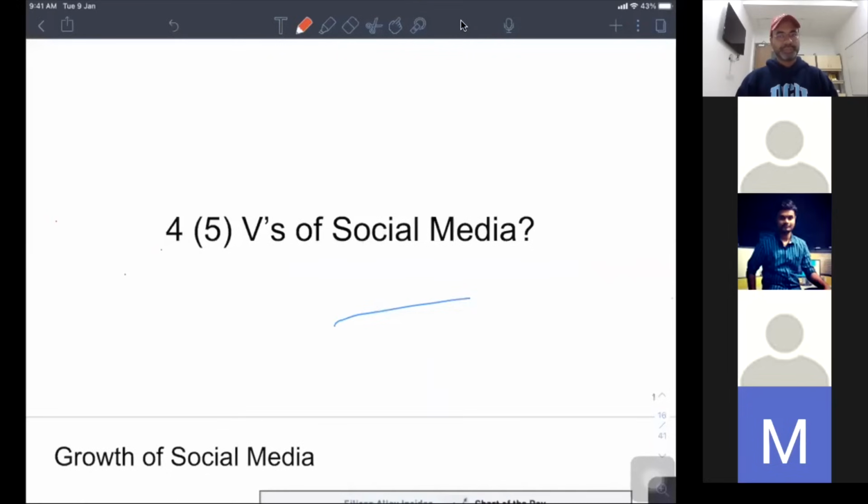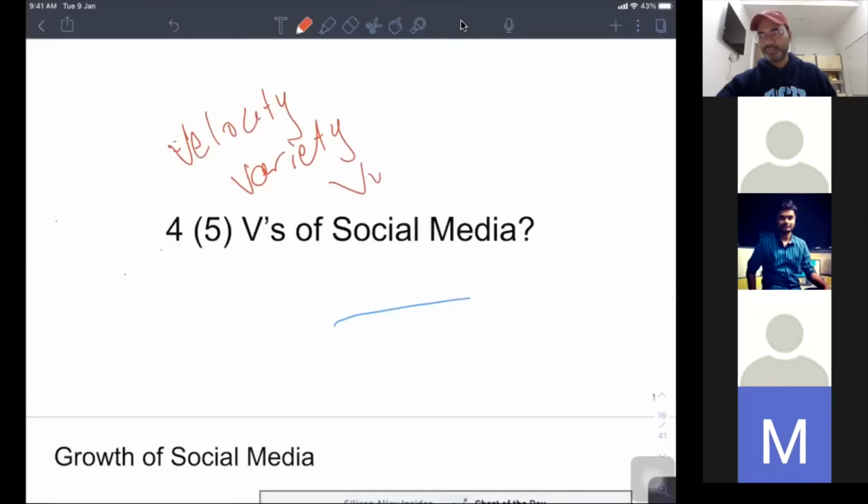For the V's of social media, 4 or 5 V's, the way you look at it is: velocity, variety, volume, veracity, and value.